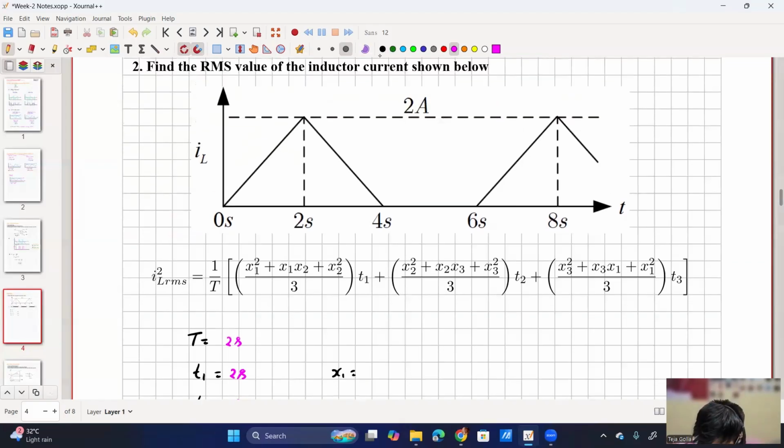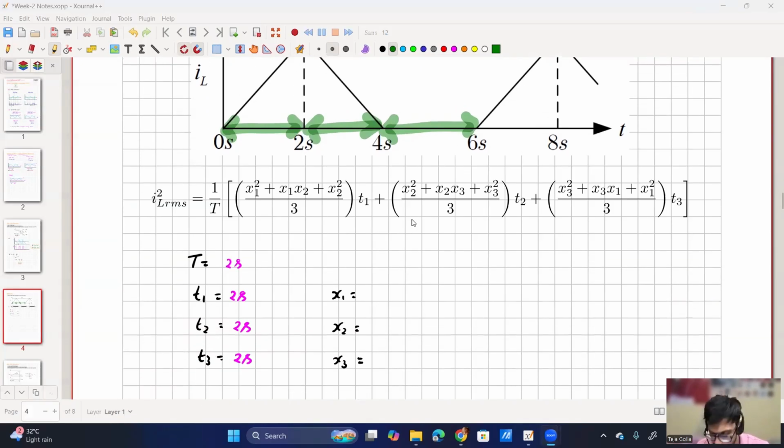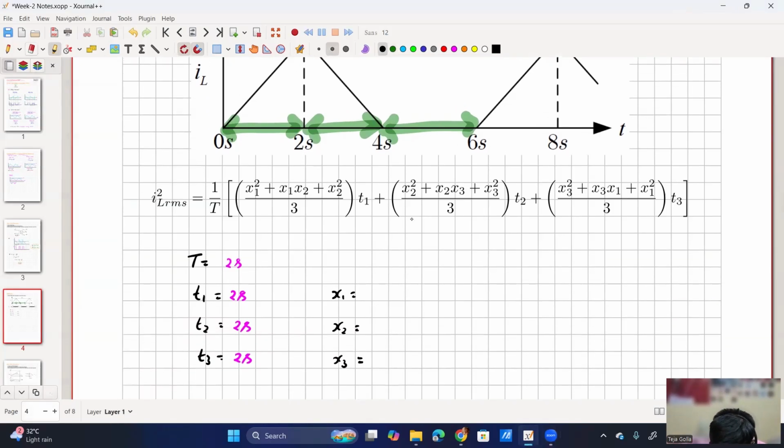So from here to here, it is one region. Here to here, it is another region. Here to here, it is another region. So we have to solve for 3 regions. Are you getting? Jinsi Joy says X1 is 0, X2 is 2. Yeah, very good. So X1 is 0, X2 is 2, X3 is again 0.